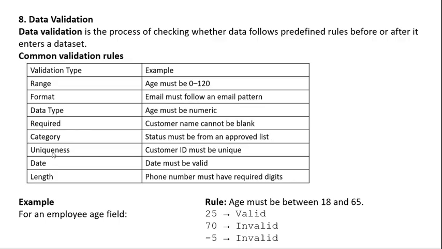Categories: a status must be from an approved list. Uniqueness: customer IDs must be unique. Date: must be a valid format. Length: mobile numbers must be required, with 10 digits. For example, employee age rule: age is between 18 and 65, so 25 is valid, 70 is invalid, and minus 5 is invalid.